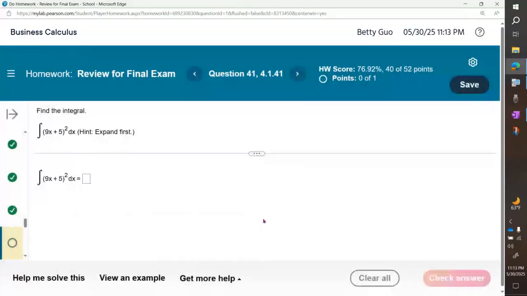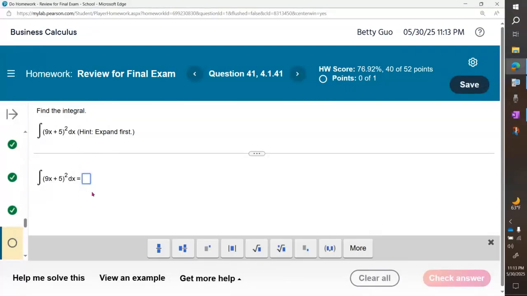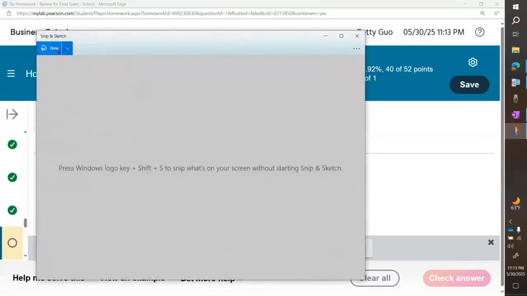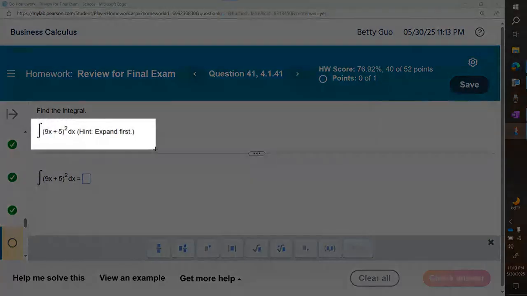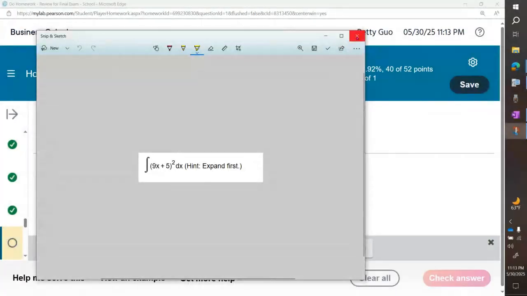Next, number 41. Find the integral. Okay, this one is pretty simple. It's going to be 9x squared over 2. You're looking for the antiderivative, right? Oh, my bad. There's a square here. And the hint is expand first. I apologize because I'm getting tired. Then follow the hint.